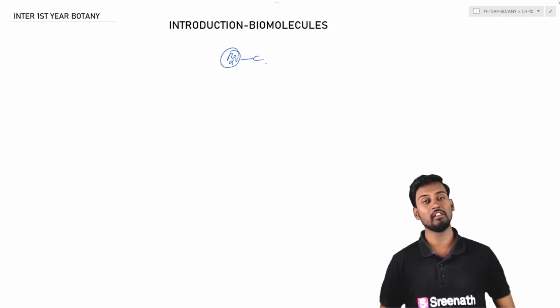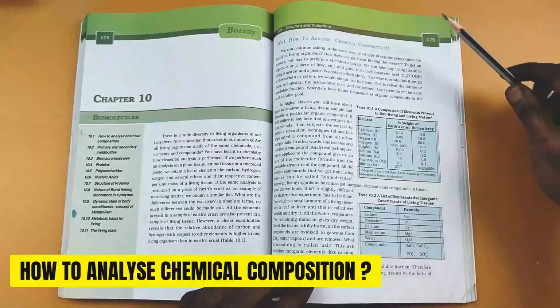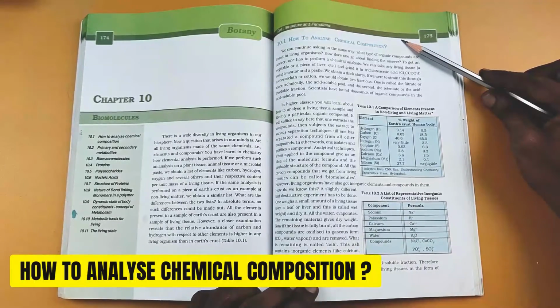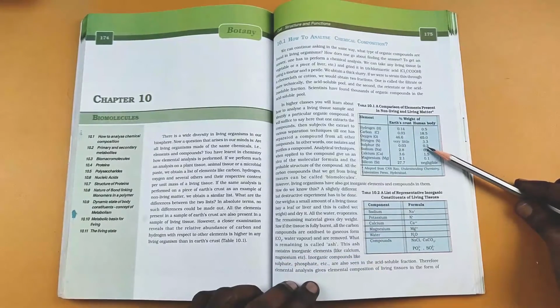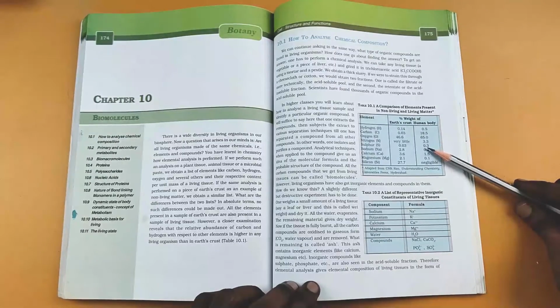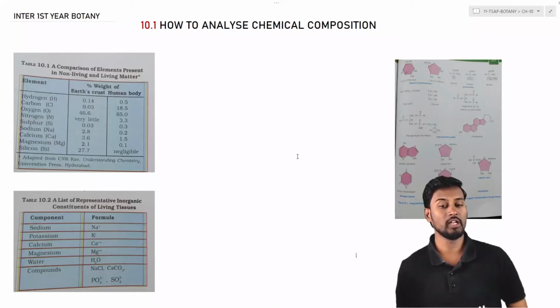So here we can see the introduction to biomolecules. We are going to discuss some of the important things which make the basis for life. And thereafter we are going with the first topic, that is how to analyze chemical composition. Here we can see the different components which are chemically analyzed by means of different kinds of structures, and the chemicals which are generally used to analyze the molecules or substances. So in the first topic we are going to discuss how to analyze the chemical composition.